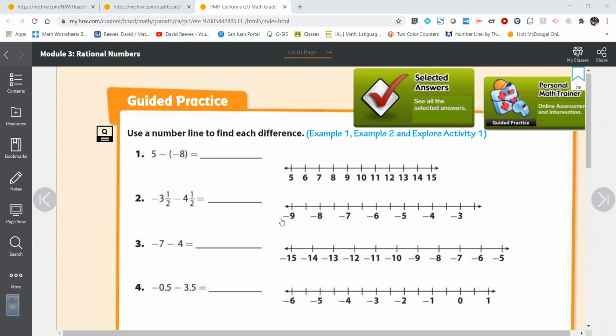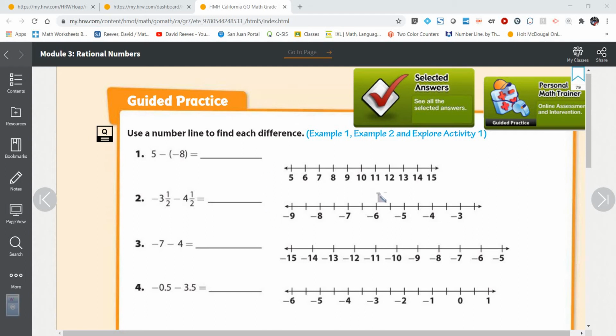Hey everybody, here we are together once again as we continue looking at adding and subtracting of rational numbers. And in this third and final video for today, we're looking at subtracting rational numbers.